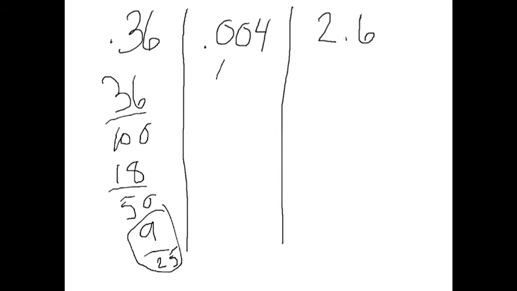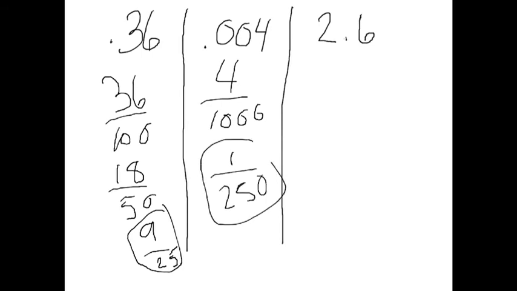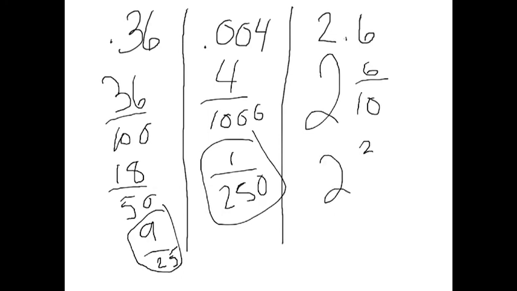4 thousandths, 4 over 1,000. Reduce it, 1/250. 2 and 6/10, 2 and 6/10. I said it, I wrote it, and now I'm going to simplify it.